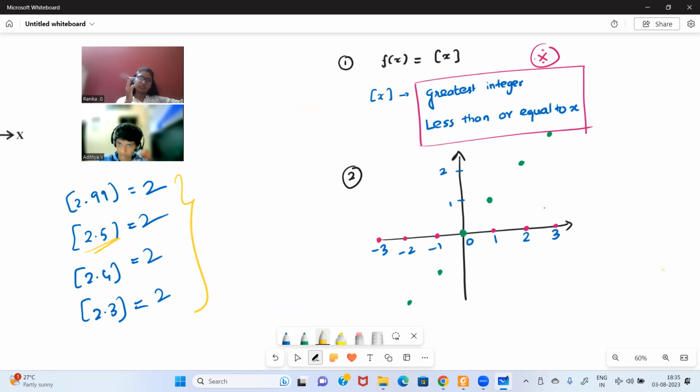So, from 2 to 3, the height is 2. So, that's why it is like this. Are you able to understand? When x is taking from 2 to 3, what is y taking? 2. All these are 2. Clear? Now, let me ask you some more questions.